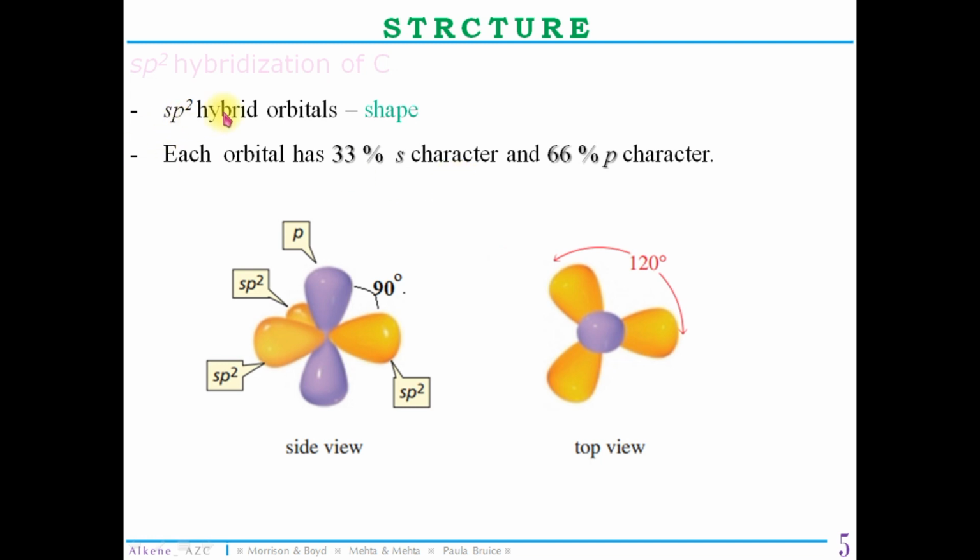We know in sp2 hybridized orbital there is one s and 2 p orbitals. So 33% part is of s orbital and 66% part is of p orbital. So the sp2 hybridized orbital has 33% s character and 66% p character.